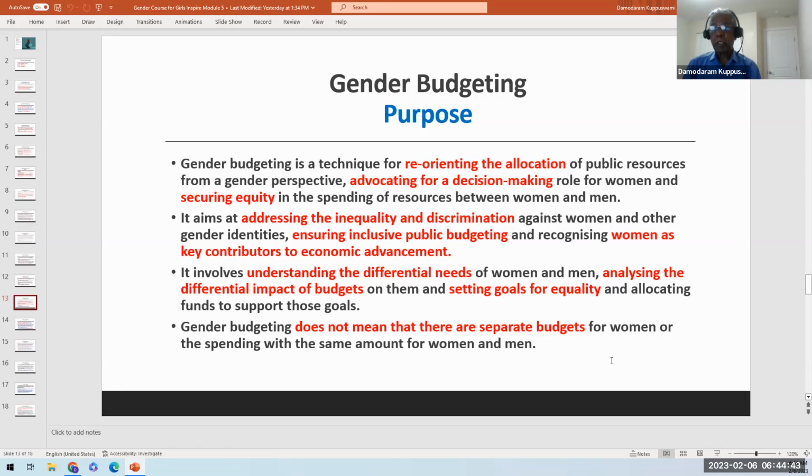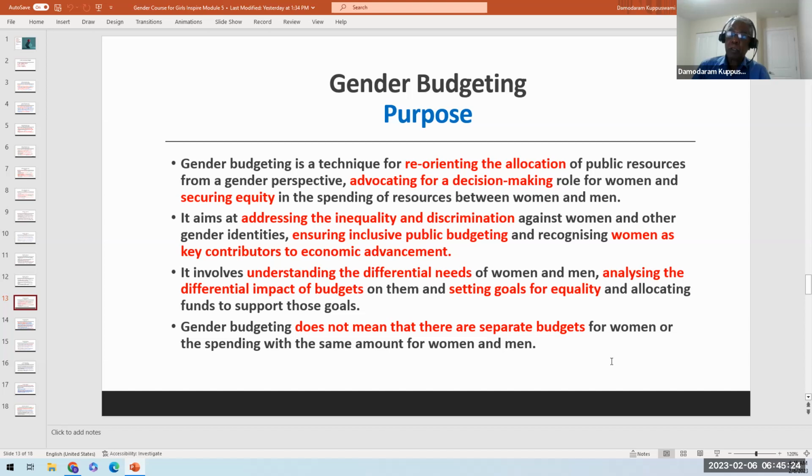So when we say public allocations need to be oriented, we are looking that they must address the inequality and discrimination that exists towards women and other gender identities, through inclusive budgeting, and considering women as contributors to economic advancement. That's where we need to look at how women's unpaid care work is undervalued. That is completely out of your budgeting.